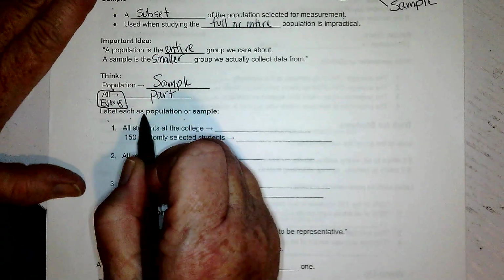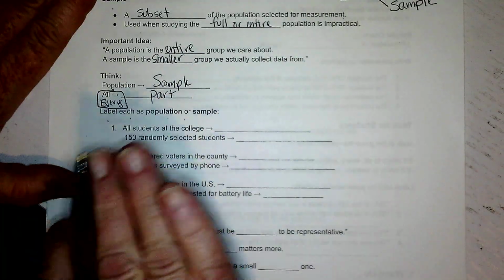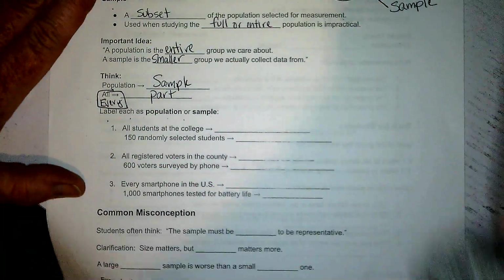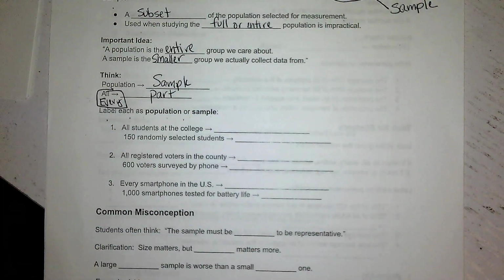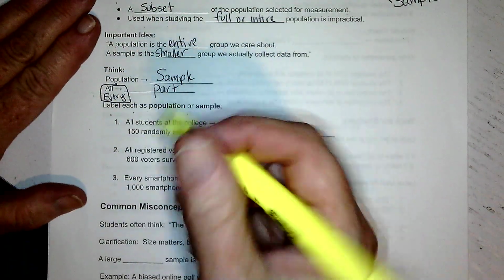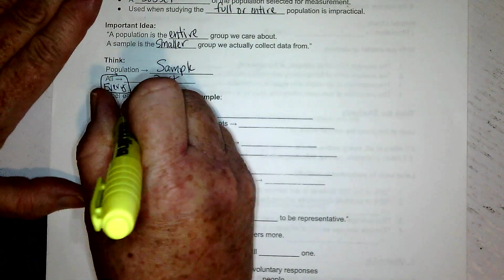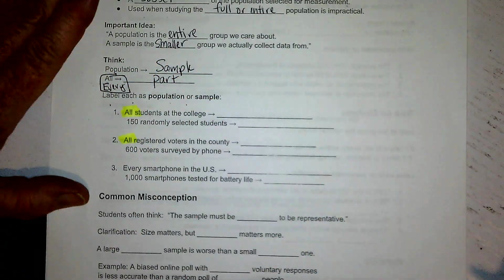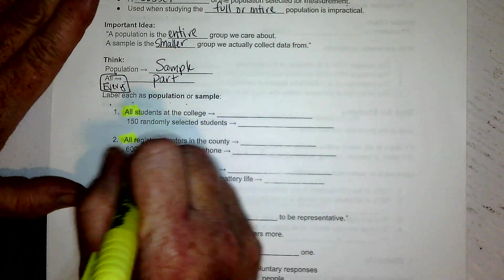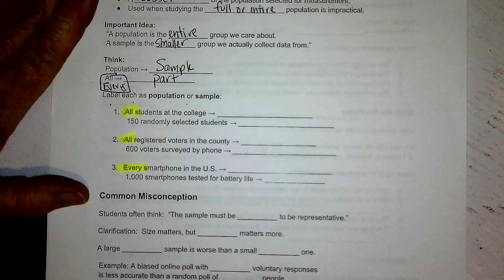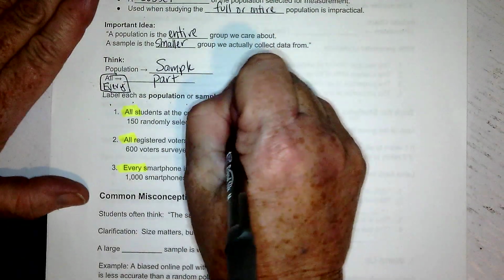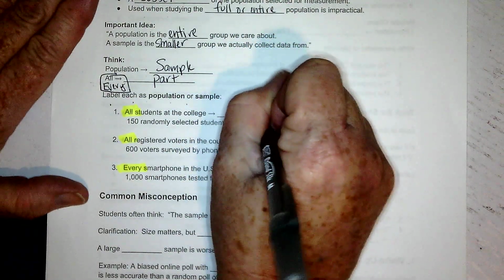Label each as population or sample. So this is going to help you see really well, hopefully, how to understand the difference between a population and a sample. And I'm going to highlight the words that are extremely important to represent what we're looking at here. If you see all students of the college, or all registered voters in the county, or every smartphone in the U.S., those are all population.